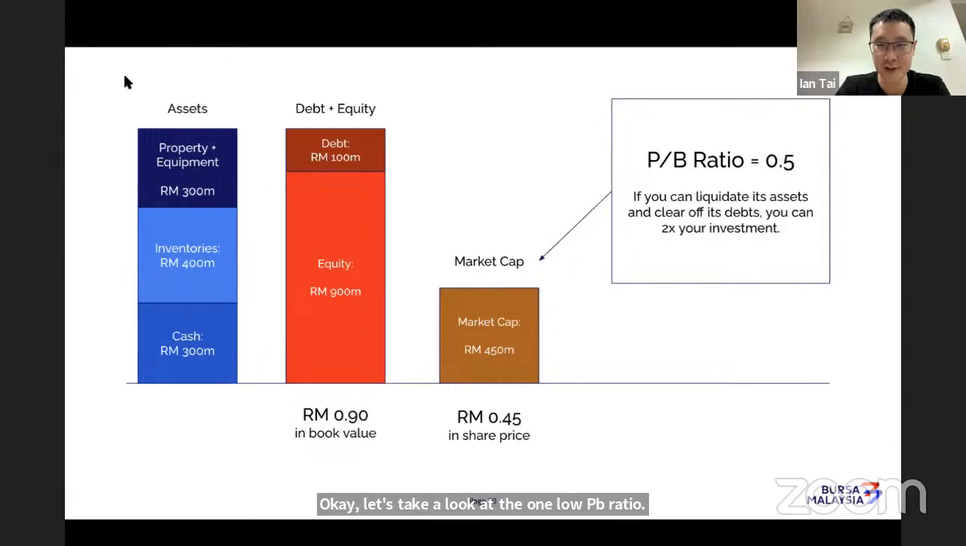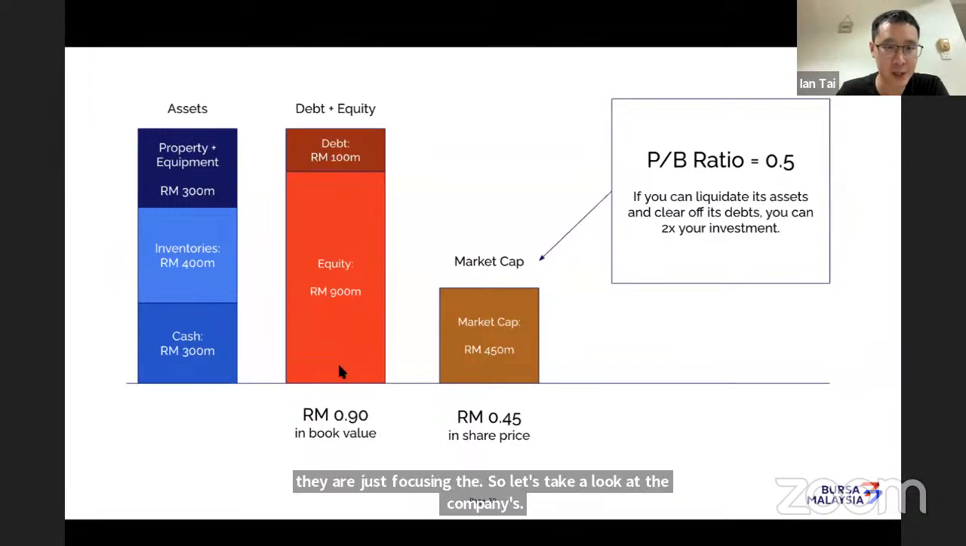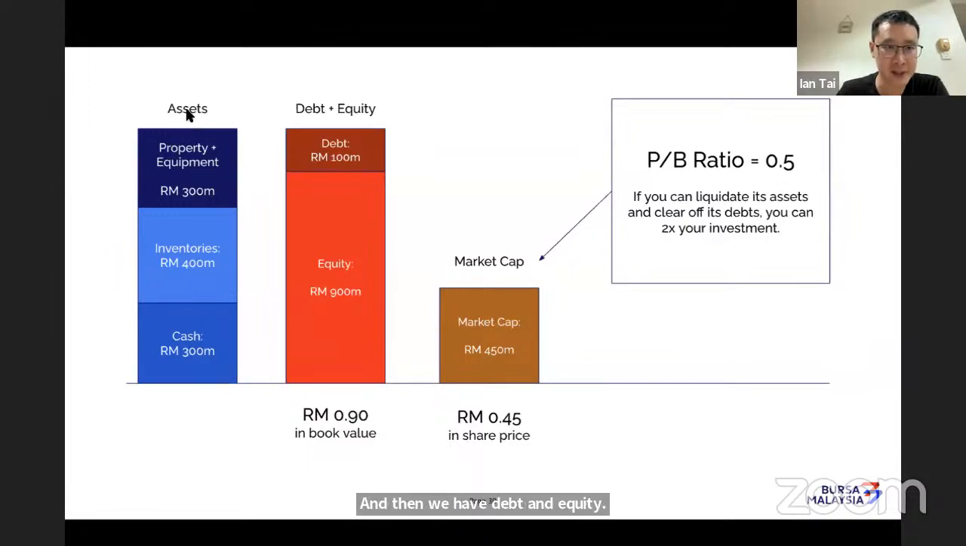So here is another situation. This is quite common for people who are looking at net asset strategy. So let's take a look at the company's balance sheet. We have assets, and then we have debt and equity. So these are the assets of the company. We have property and equipment, we have inventories, and then we have cash. All this adds up to 1 billion ringgit. So we have 1 billion ringgit, and this 1 billion ringgit is funded by debt of 100 million and equity of 900 million.